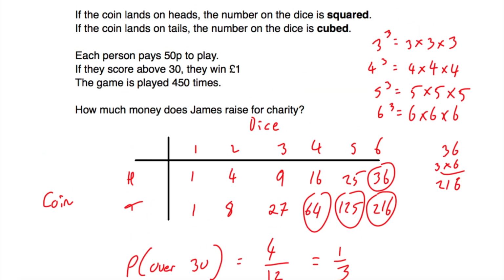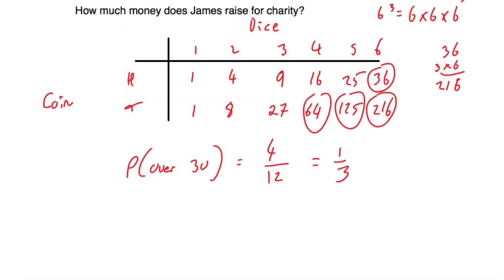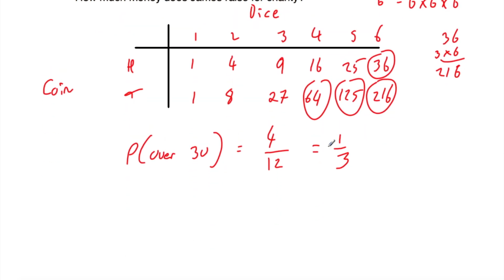So then we're told the game is played 450 times. So because the probability of winning is 1/3, if we do 1/3 of 450, we can see how many winners there should be. Now obviously it may not be exactly this number, because the question says how much money should James raise for charity. So if we do 450 divided by 3 to get 1/3 of something, you divide it by 3. So how many 3s go into 4? That's 1, remainder 1. How many 3s go into 15? That's 5. And how many 3s go into 0? That's 0. So that's 150.